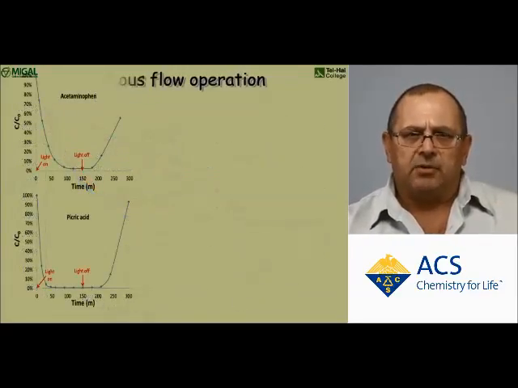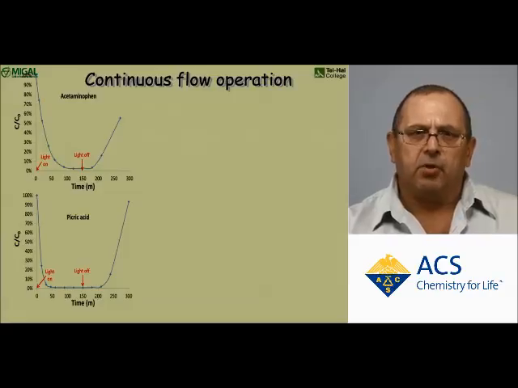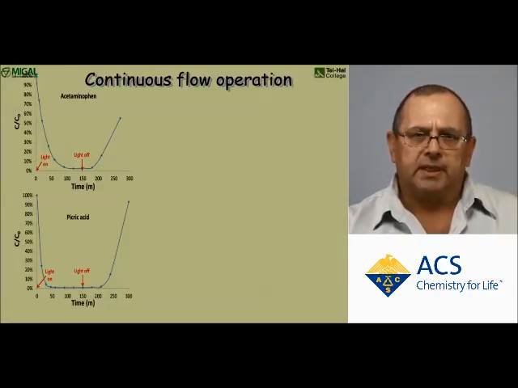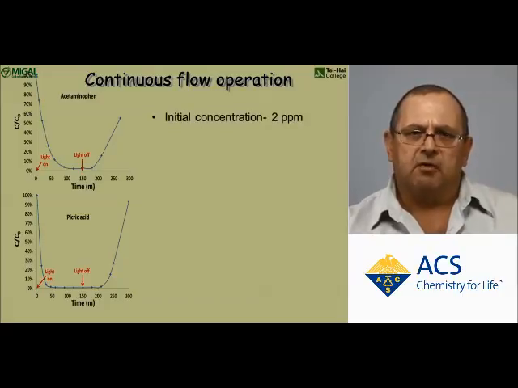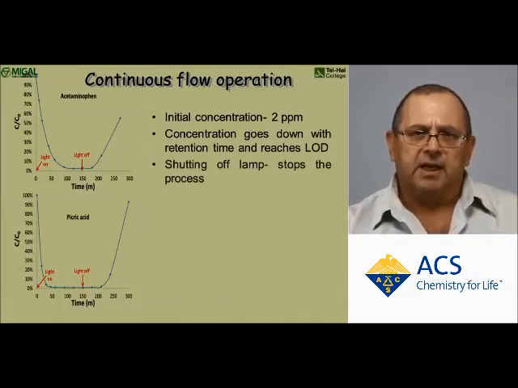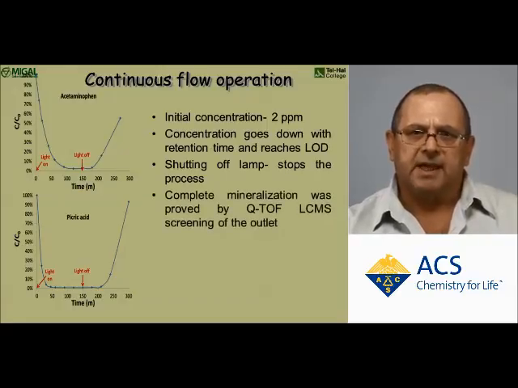Of course, our device is planned mainly for polishing effluents. So if we try to treat relatively low concentrations of pollutants, 2 ppm, when we shine the light, then the concentration goes down depending on the retention time, and reaches the limit of detection, almost zero. And when we shut off the lamp, then the process stops and the concentration rises again.